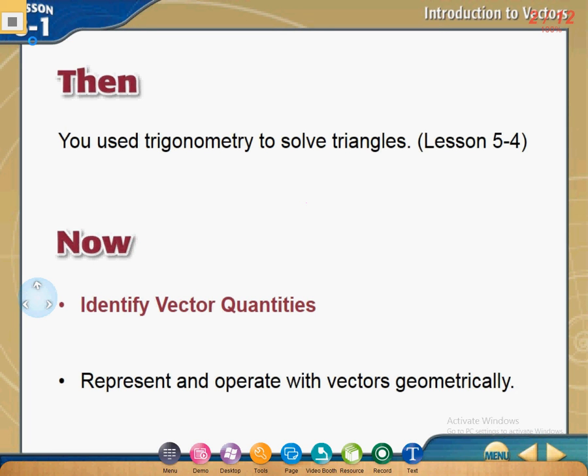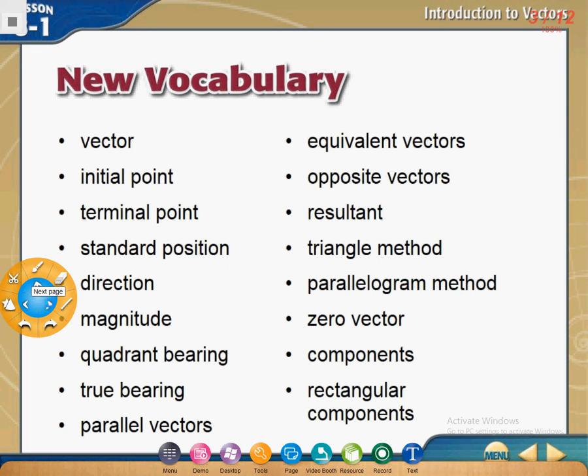And we said that we need trigonometry again. I want you please to go and study this lesson again. Each day, please study at least 10 minutes because we will use this. Okay, so again, we will continue to identify vector quantities and we will represent and operate with vectors geometrically during this lesson.